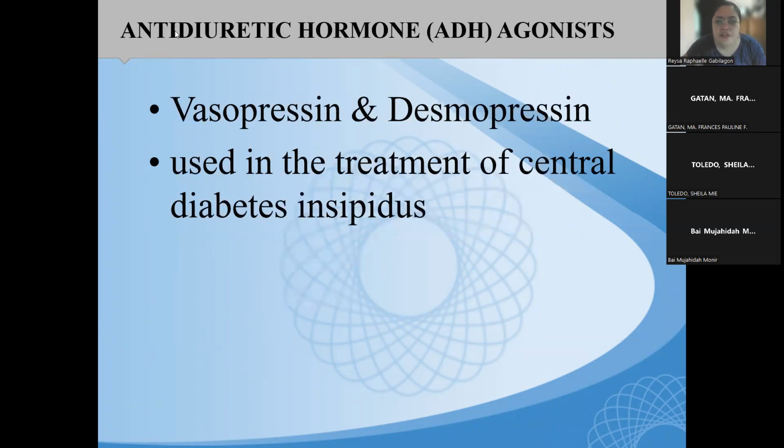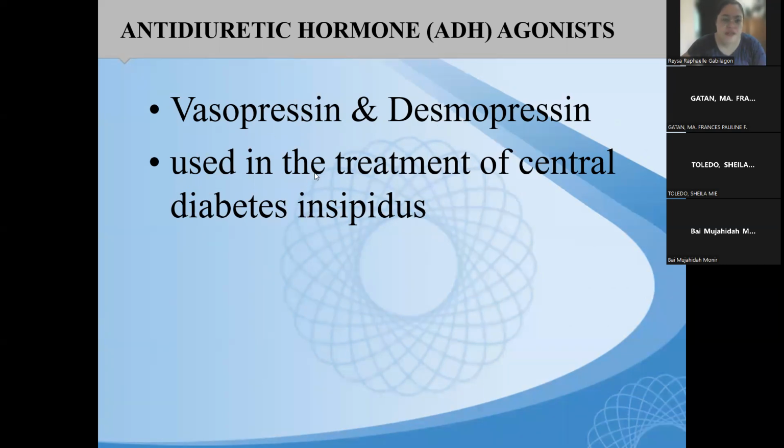Okay, let us continue. Let's talk about antidiuretic hormone agonists. Agonist, so that the patient will not urinate. Our vasopressin, class, that's the name of our antidiuretic hormone. Desmopressin is the synthetic one. So please take note of that. Again, vasopressin is our antidiuretic hormone, while desmopressin is the synthetic one.